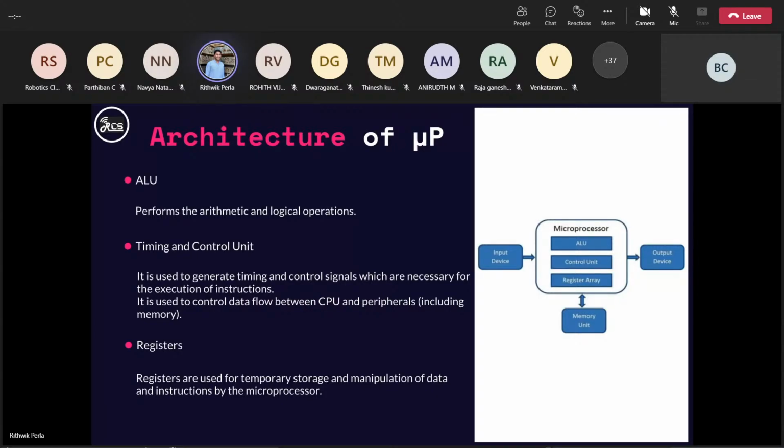Once the control unit sends the instructions in a sequential way to the required component depending on the instruction. So the control unit will take the data from different sources like the memory unit, register array, and so on. Then if an arithmetic or logical operation has to be performed, it will send the data to the ALU, or it will send it to the output device. So all this takes place in the control unit.